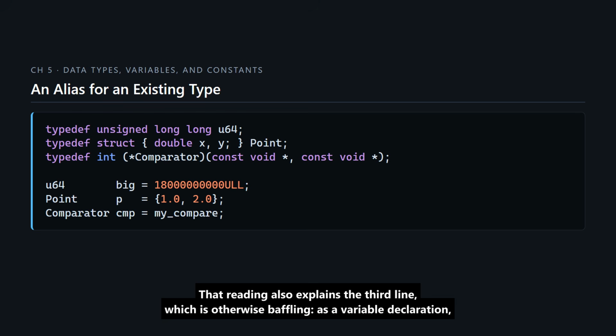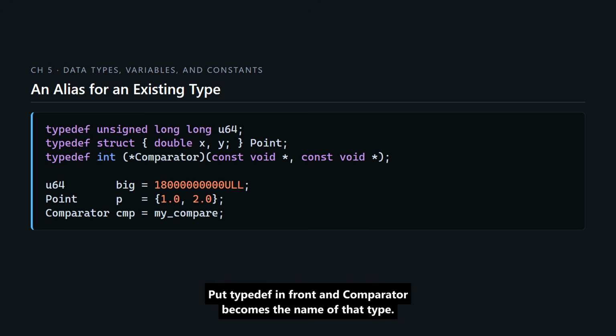That reading also explains the third line, which is otherwise baffling, as a variable declaration. Int star comparator taking two const void stars would declare a pointer to a function returning int. Put typedef in front and comparator becomes the name of that type. Then look at how the bottom three lines read. Each is just a type name and a variable, and the punctuation has disappeared into the alias.